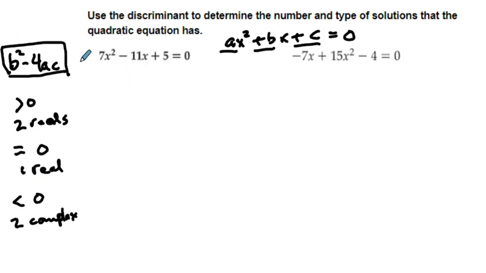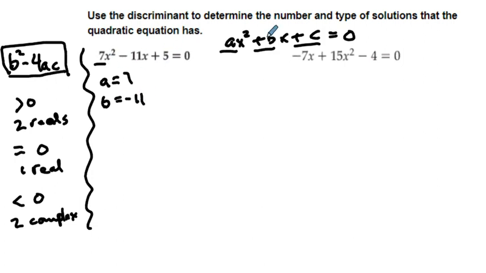So let's get started. For this first one right here, we have 7, negative 11, and 5. I'm going to write a equals 7. I'm going to say b equals, because this is in order, I'm not having to rewrite anything because it's in that form, ax squared plus bx plus c. Sorry, I should have clarified that. b is negative 11, and c is 5. Okay, so now we put it in our form.